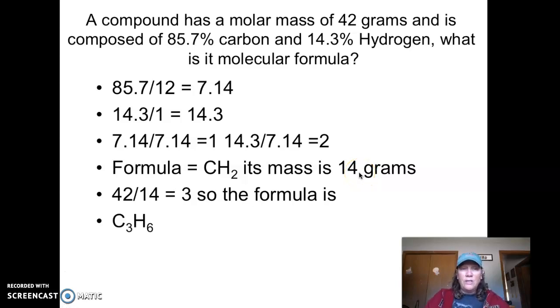Okay, that's how you do molecular formula. It's basically one more step. They're going to give you a mass. When you're done finding your formula, divide by its mass, and it's going to give you a whole number. Then just multiply all the subscripts by that number. And that's how you do molecular formulas.